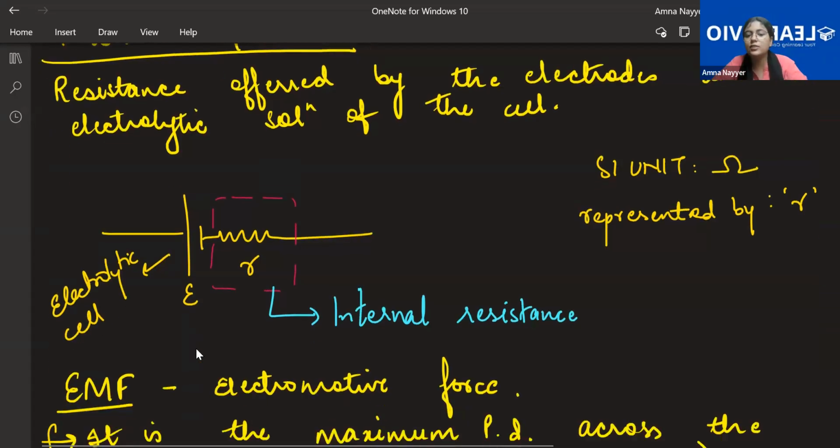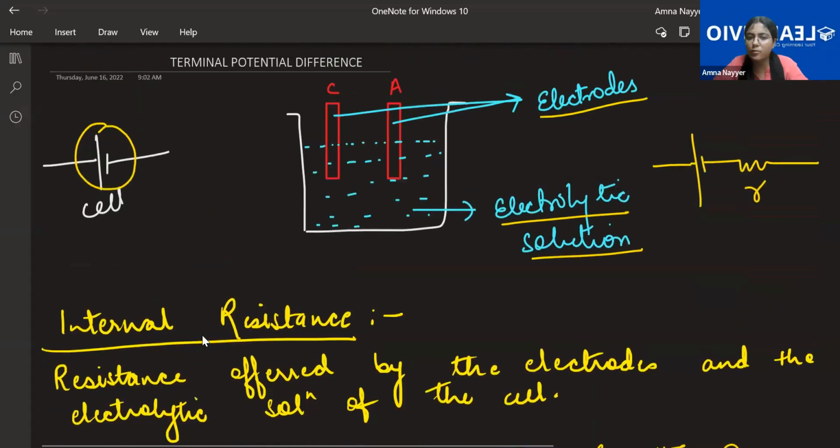Write it, then we'll discuss what is EMF. All these terms are very small. Let us discuss them and then we'll combine all the theory part. Please write it from here. Write the heading as internal resistance only.